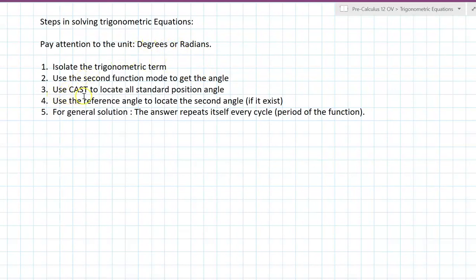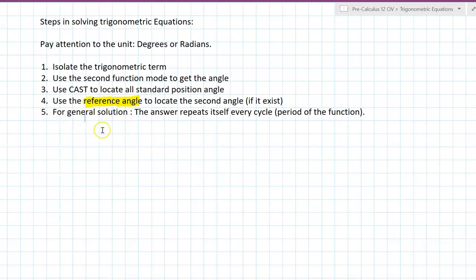Then you're going to use CAST to locate all the standard position angles depending on if it's positive or negative. And then make sure you use a reference angle. This is the crucial part. The reference angle comes really handy here. So make sure you know what that is and how you can get the reference angle of any standard position angle. And once you have that, you locate the second angle if it exists. Sometimes it doesn't. There are a couple of exceptions where the second angle does not exist.